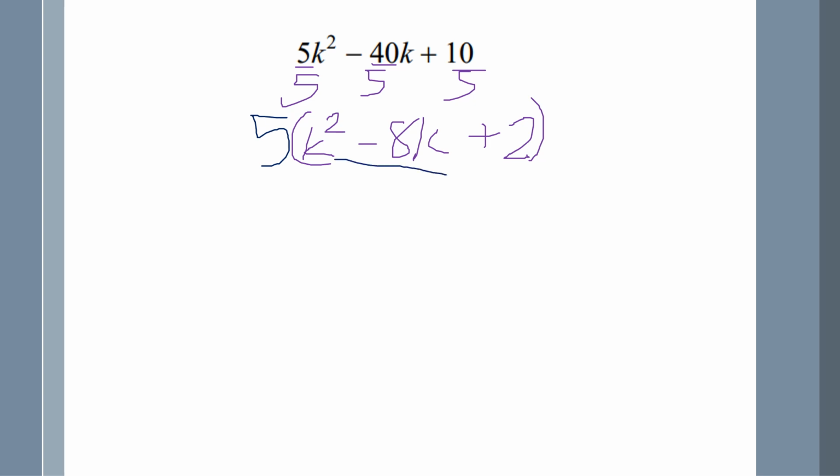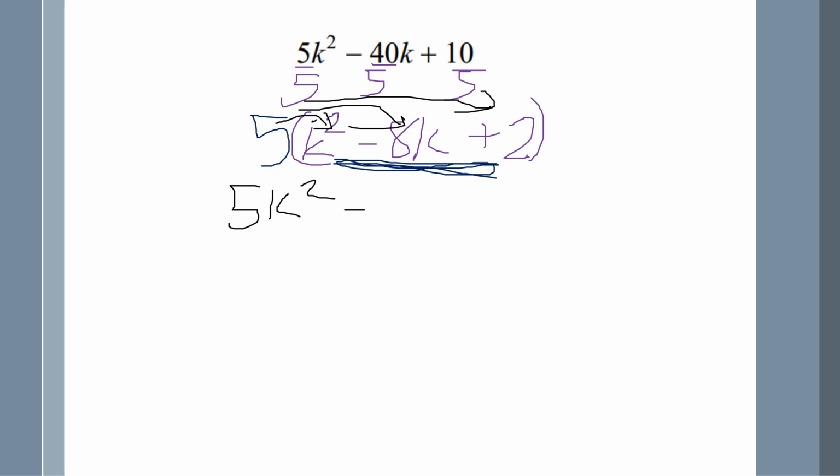Now, I could see if I could factor this on the inside, but I know for a fact that I cannot factor the inside because there's no number that multiplies together to give you 2 and adds to give you negative 8. It will not work. But to verify my answer, all I have to do is distribute 5 into everything that I have done so far. So 5k squared, minus 5 times 8, that's 40k, 5 times 2 is 10. Guess what? Got my answer correct.